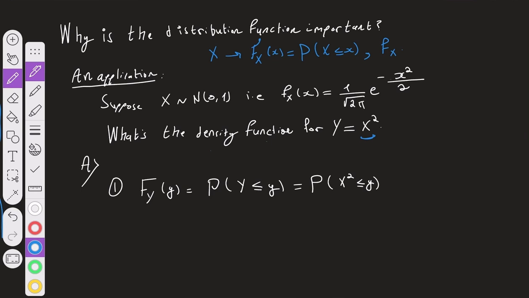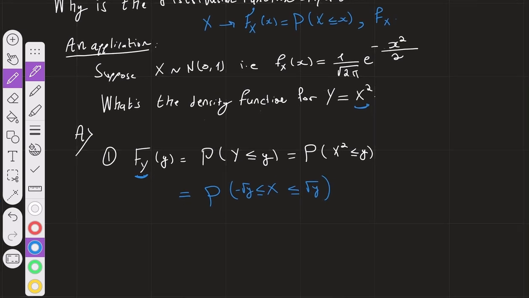So let's go ahead and do this. Recall the distribution function for the random variable Y is just the probability of Y less than or equal to y by definition. But then Y is X squared, and hence this is the probability of X squared less than or equal to y. We can continue simplifying this and rewrite it as the probability of X less than or equal to square root of y and bigger than or equal to minus square root of y, because we have information about X, and hence it's good to go back to X.